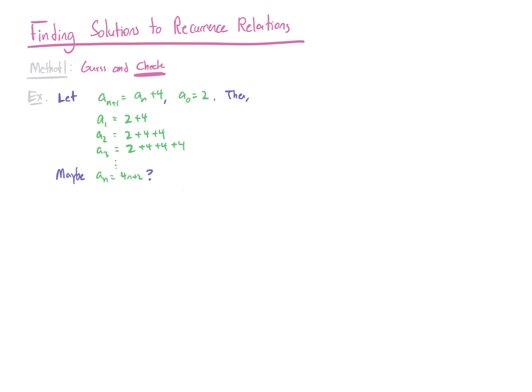What I want you to notice about this guess is that it's another description of the nth entry of this sequence that doesn't involve any previous entries. There's no a's on this side. So that's what it means to say that we've solved the recurrence relation. Another way to say this is that we have a closed form solution here. We don't know that this is actually right yet, though. We have to also check. So we did the guessing, and now let's check.